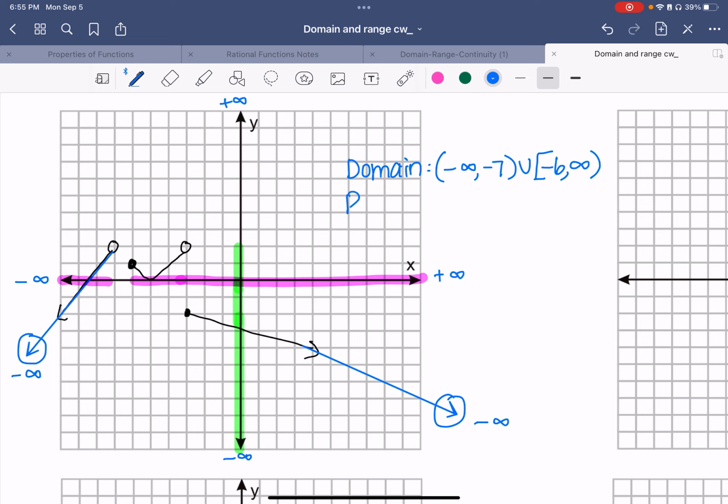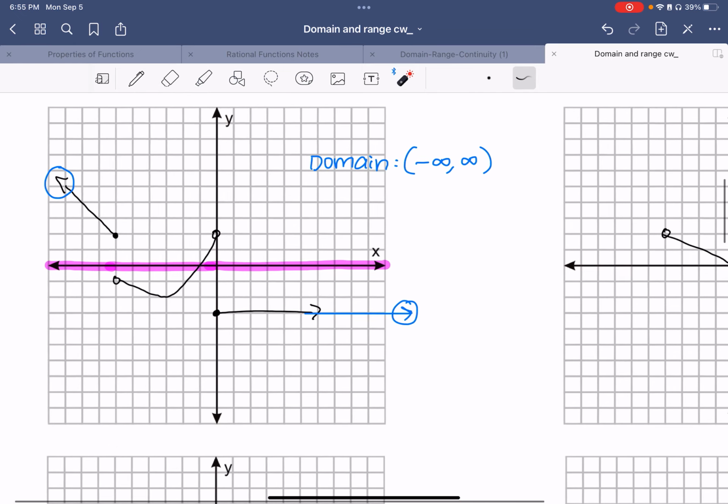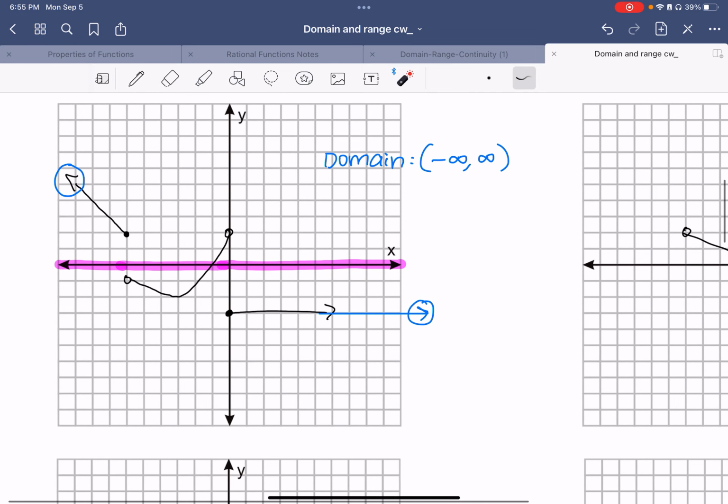So the range from bottom to top will be negative infinity until 2, and with parentheses because both of these were open, okay? So negative infinity to positive 2 will be the range. Okay, let's try that again on the second example.